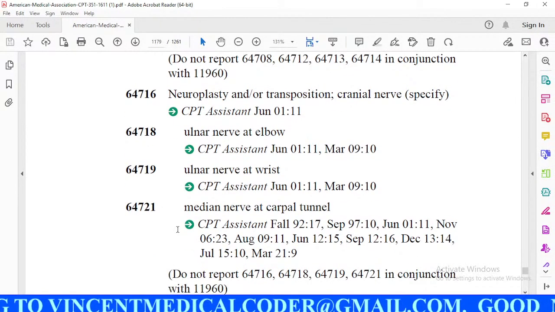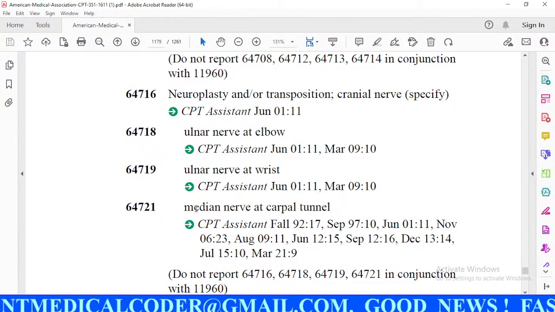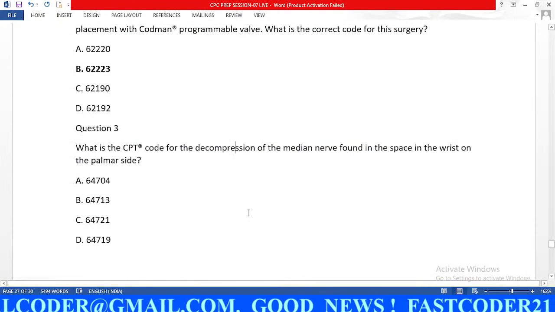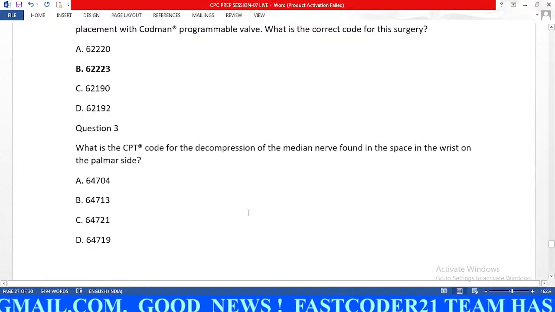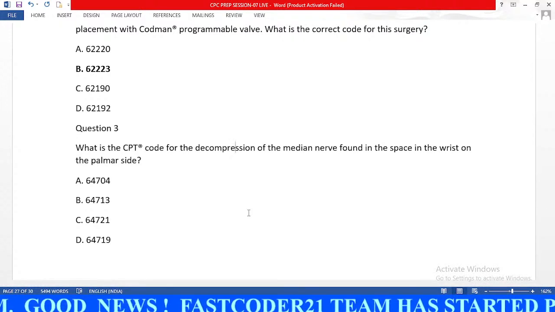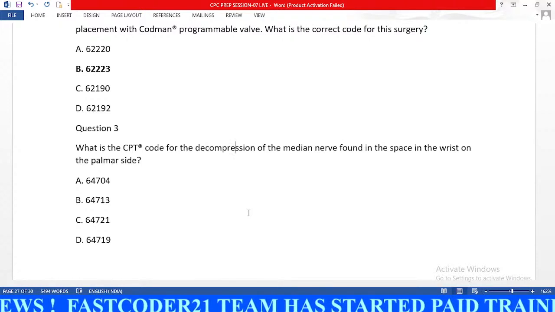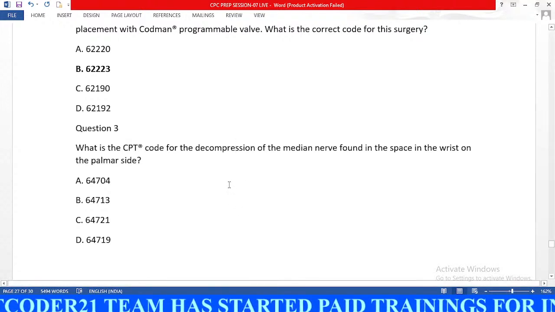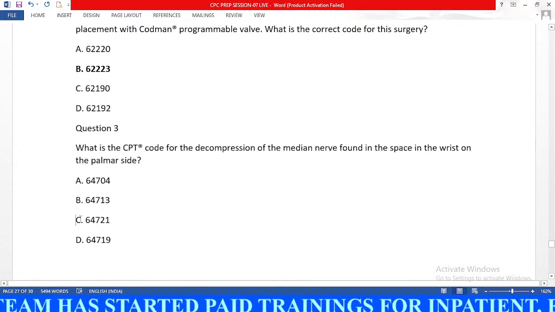If we check 64721, it is showing median nerve at carpal tunnel. So median nerve at carpal tunnel, 64721, is correct. Usually we call this procedure carpal tunnel release. In our code books we need to remember that. Whenever the physician does the decompression of the median nerve, the physician is doing the carpal tunnel release. He is removing the obstruction towards the median nerve. So you need to remember this is carpal tunnel release.